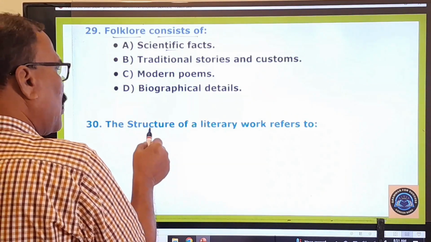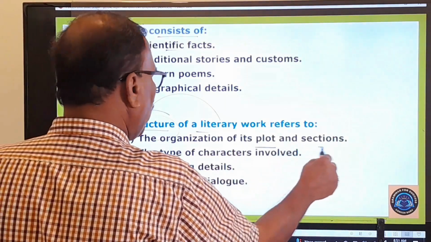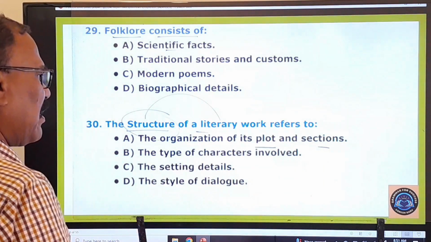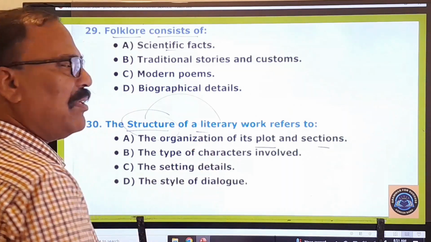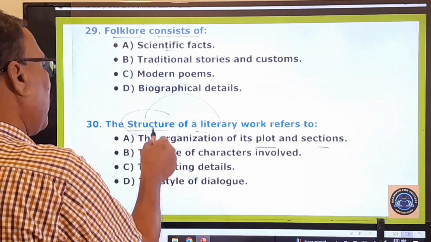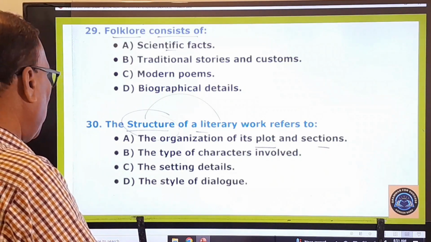30th one, the structure of a literary work refers to the organization of its plot and sections, the type of characters involved, the setting details, the style of dialogue. So you know very well what this structure means, right? And you go to other questions.